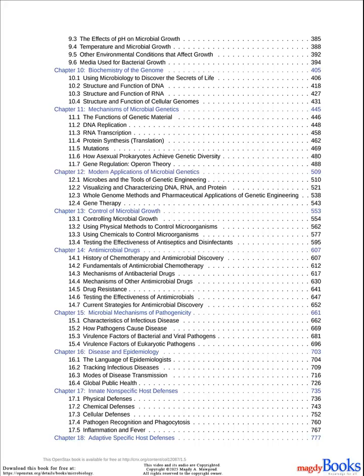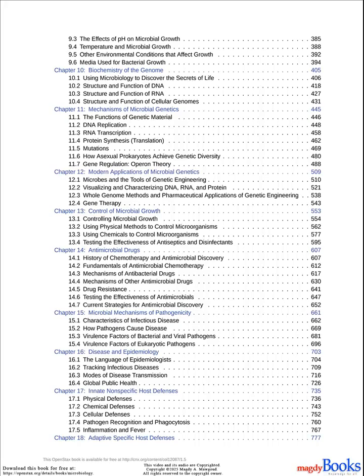Chapter 14. Antimicrobial drugs. 14.1. History of chemotherapy and antimicrobial discovery. 14.2. Fundamentals of antimicrobial chemotherapy. 14.3. Mechanisms of antibacterial drugs. 14.4. Mechanisms of other antimicrobial drugs. 14.5. Drug resistance. 14.6. Testing the effectiveness of antimicrobials. 14.7. Current strategies for antimicrobial discovery.